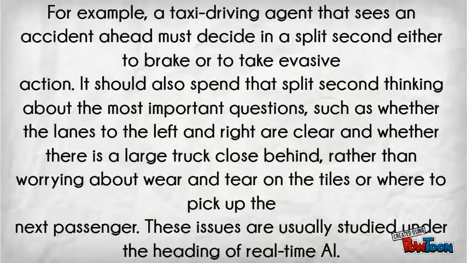Agents also need ways to control their own deliberations. They must be able to cease deliberating when action is demanded, and they must be able to use the time available for deliberation to execute the most profitable computations. For example, a taxi driving agent that sees an accident ahead must decide in a split second either to brake or to take evasive action.